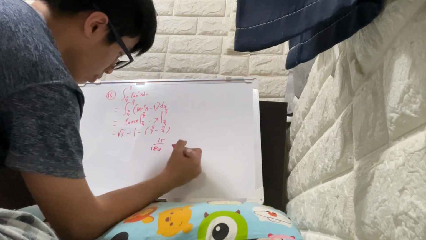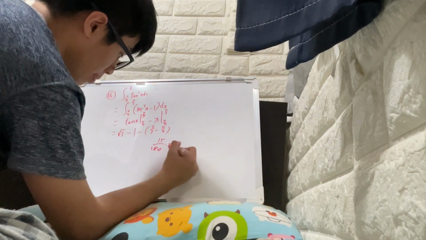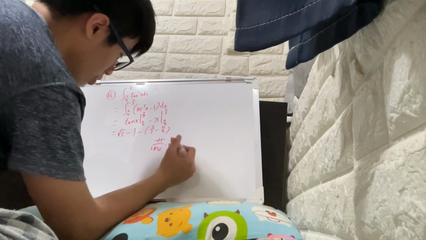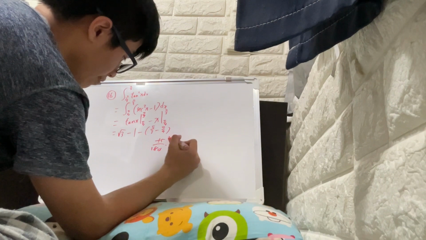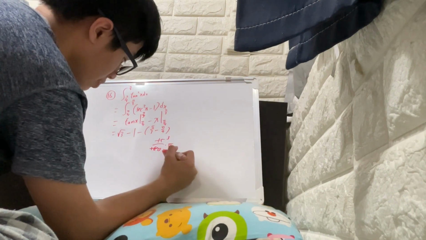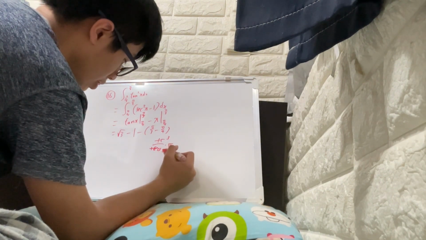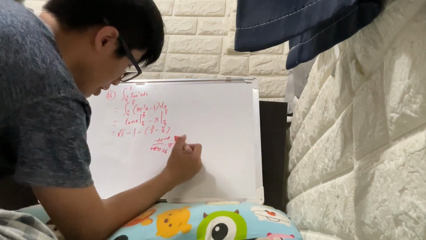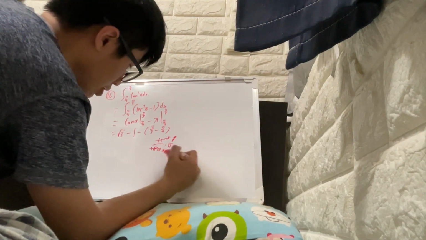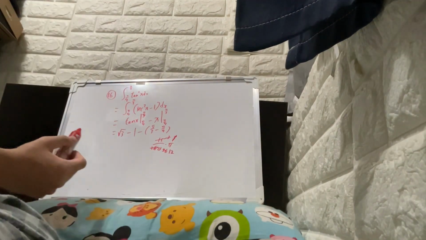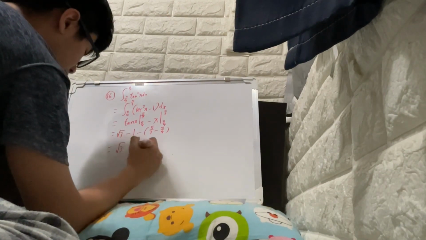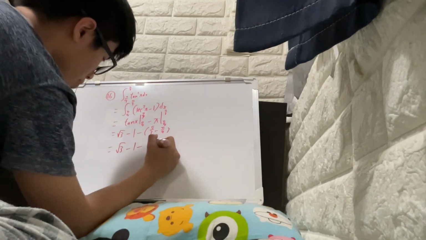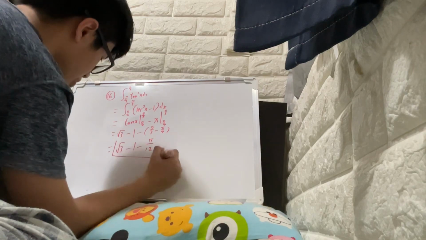Convert it to radians. Just multiply by pi over 180 here, and then you reduce this 5 times 3, and 5 times this, you get 5 and 3, and then 15 over 180, and then reduce this once again, you get 1 over 12. Pi over 12. So your answer is square root of 3 minus 1 minus pi over 12, and that's our answer.